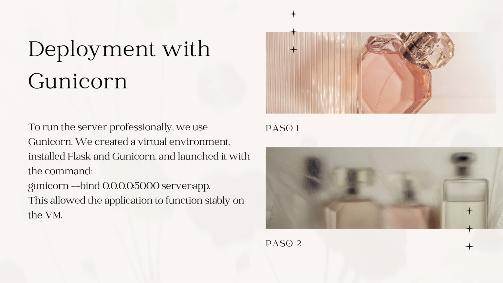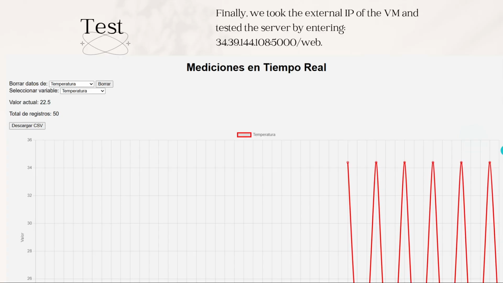First, we create a virtual environment inside the VM and activate it. This allowed us to install the project dependencies without affecting the main system. Then we install Flask and Gunicorn within that environment to start the server. We used the command with server app. With this, Gunicorn runs the Flask application on port 5000 and keeps it running steadily and accessible from any device.